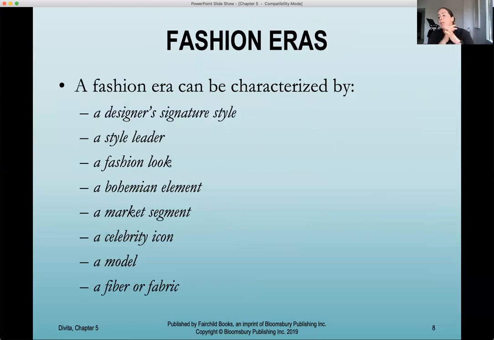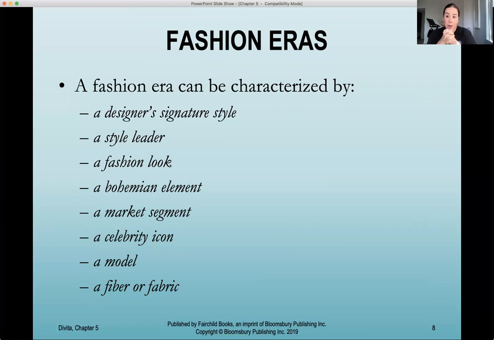Okay, some fashion eras that you need to understand. A fashion era can be characterized by a designer's signature style. If something a designer does really affects that era, like Christian Dior with the New Look, that era of fashion was all about the New Look, that silhouette, giving women a new look, coming out of that depression. So that is an example of the designer signature style.